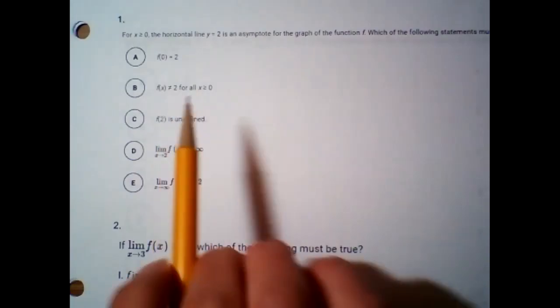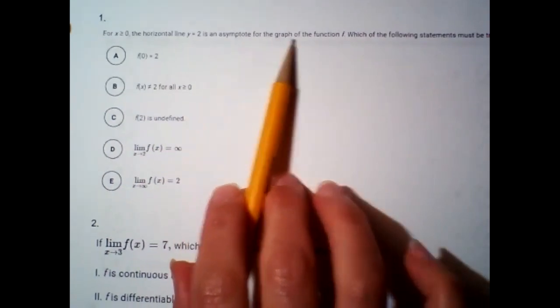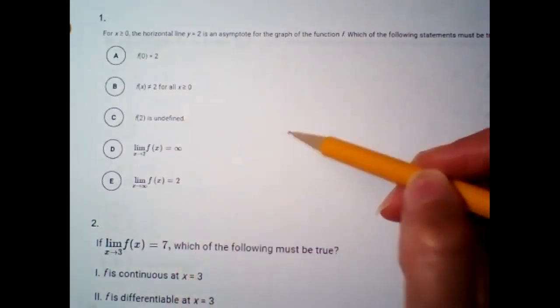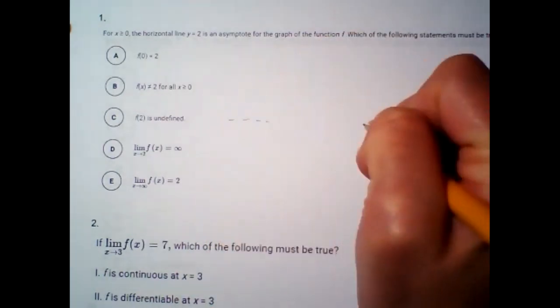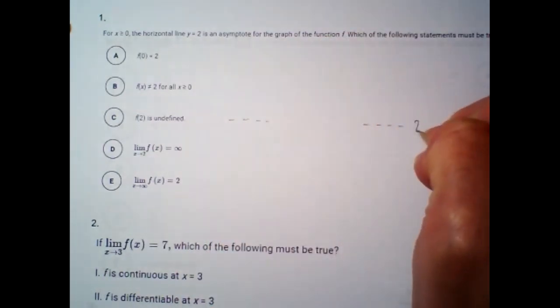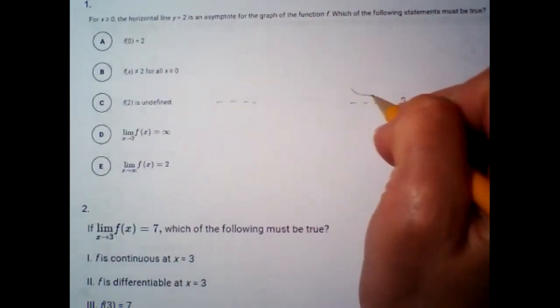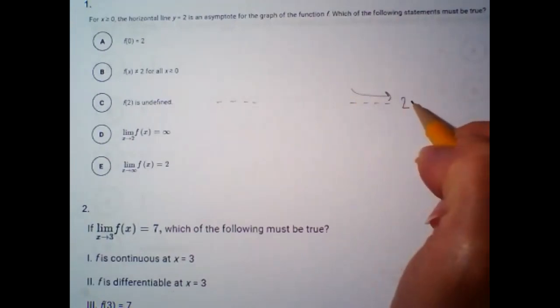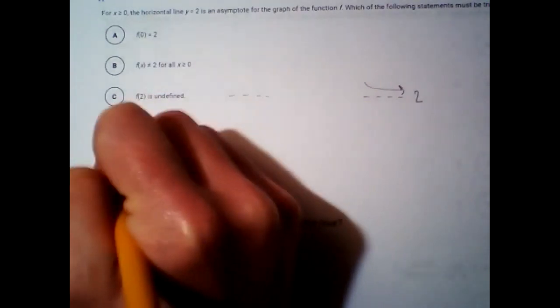Right, so the first one says the horizontal line y equals 2 is an asymptote for the graph. So what that means is whatever this graph does in the middle, it's going to level off at 2 on either side. So which of the following statements must be true? Well, if it levels off at 2 on either side, that means the limit to infinity is going to have to be 2. So that one is going to be E.